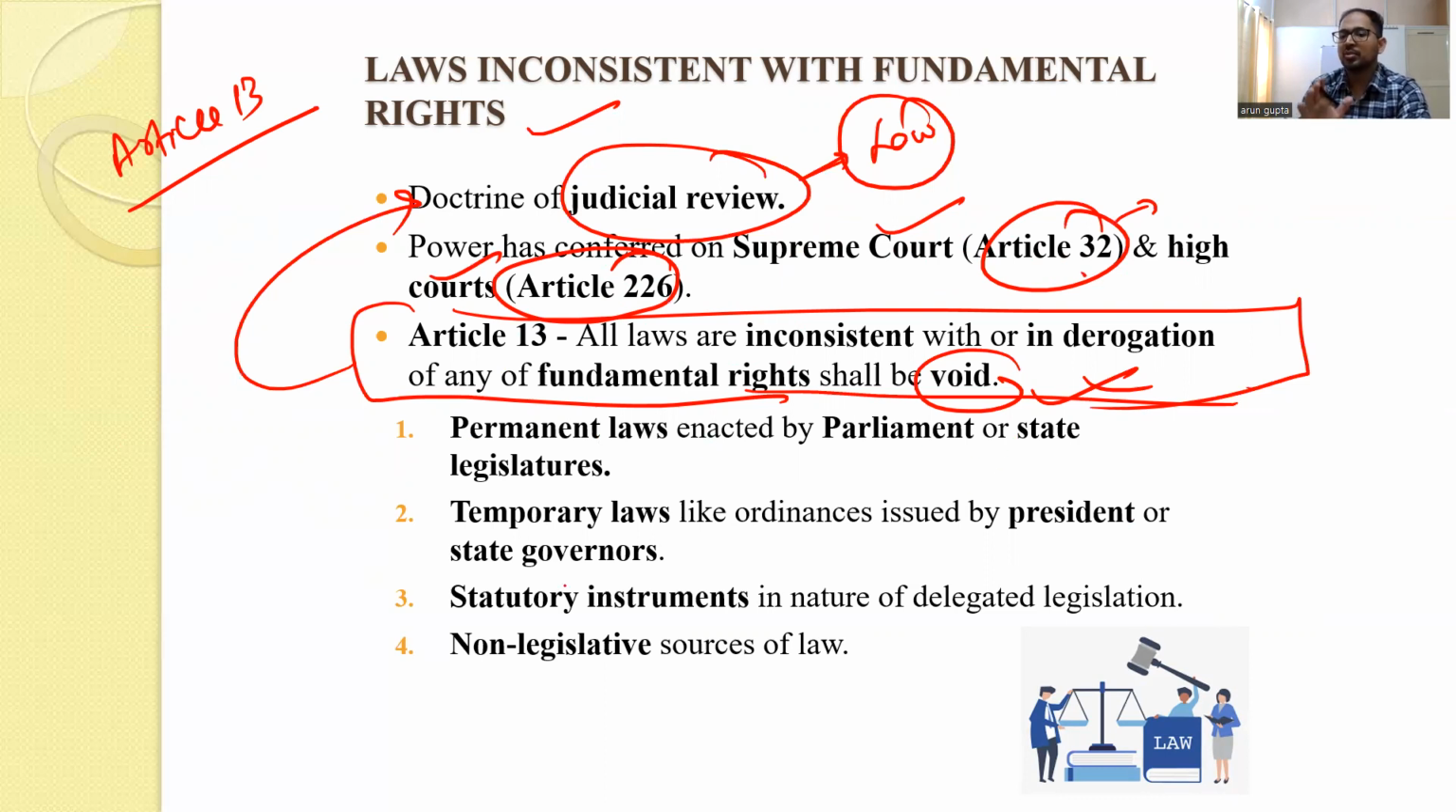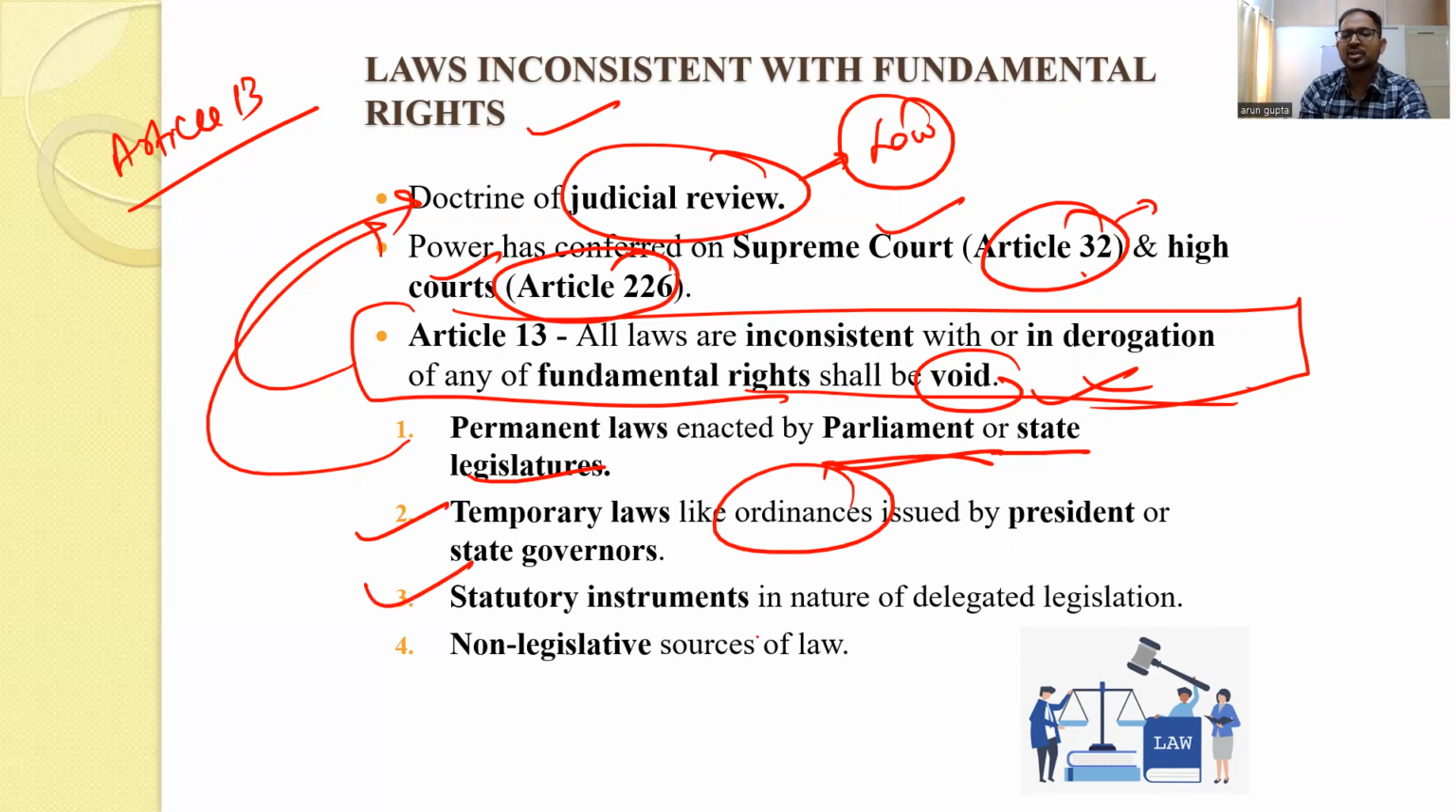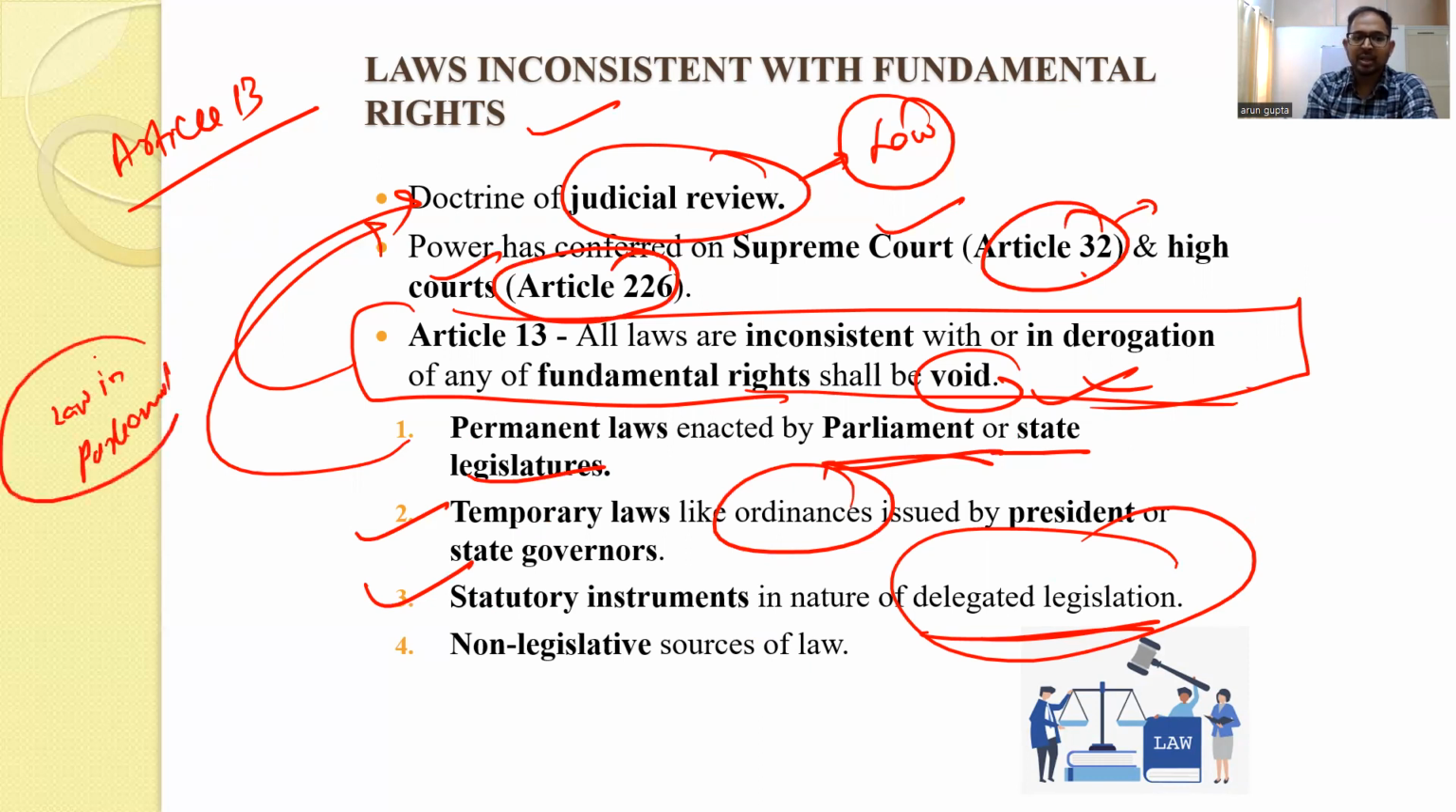So any law which can be void, whether a permanent law enacted by Parliament or a state legislature, can be challenged as violative of fundamental rights, as can any temporary law like ordinances, or any statutory instrument like delegated legislation. We will talk about delegated legislation in our parliamentary chapter, but for now, a brief explanation. A law is passed by Parliament, but it does not have that much detail on how it is going to be operative. So it is passed on to the executive, and they form the bylaws and other connecting laws. That is called delegated legislation.